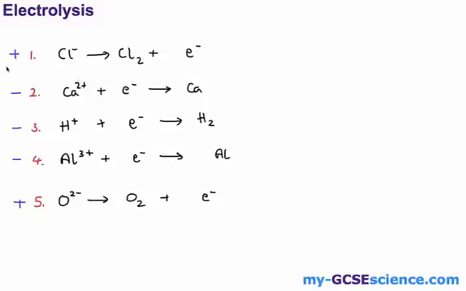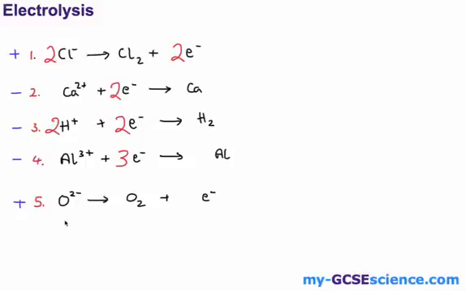Right, so for the first one here, this is what's happening at the positive electrode. We have chloride ions becoming chlorine gas and some electrons, quite straightforward, Cl2, so we need 2 of those and 2 of those. For this equation here, this is happening at the negative electrode. We've got calcium with a charge of 2 plus, so to make the calcium atom we need 2 electrons, so that will balance that out. For this one we have hydrogen, which becomes H2 gas, so we need 2 of those and 2 of those. Aluminium becomes the aluminium atom, so we've got Al3 plus, so we need 3 electrons.